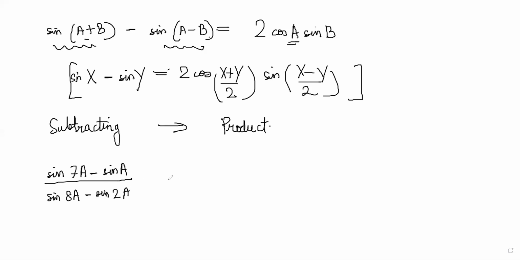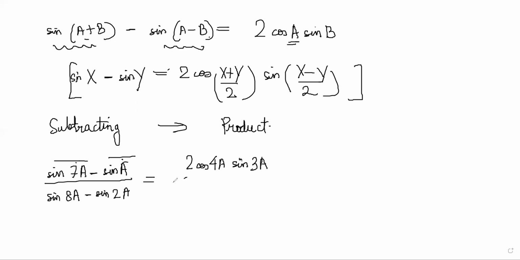So let's see, this is a subtraction of two sines, where x is 7a and y is a. So this will be 2 times cos((x + y)/2), so (7a + a)/2, which is 4a. And sin((x − y)/2), so (7a − a)/2, 6a by 2, so 3a.